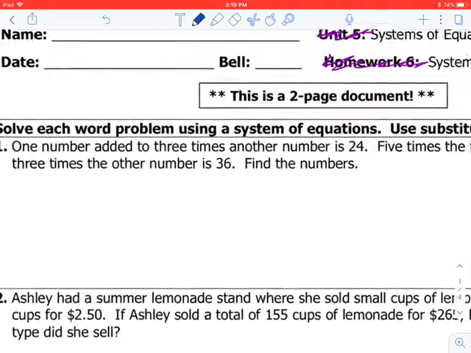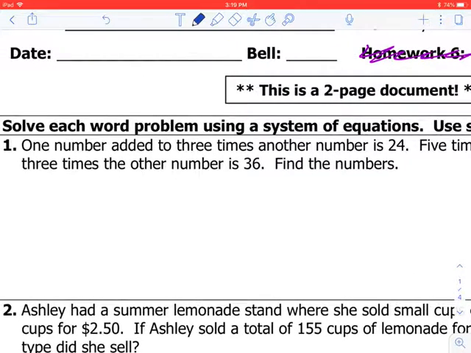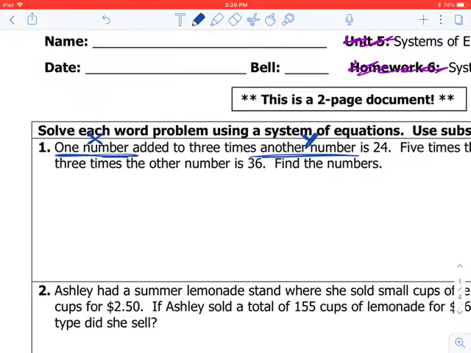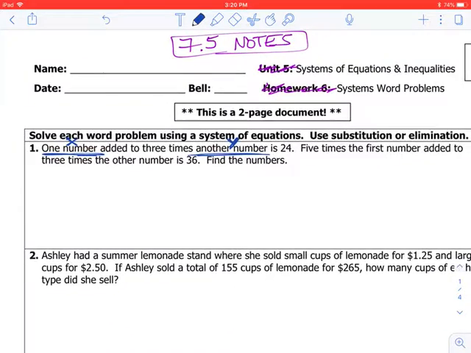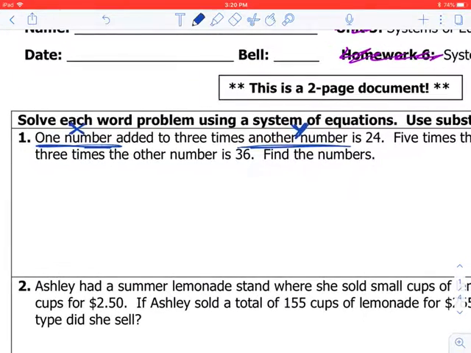So in this case, it says one number added to 3 times another number. So one number and another number are two things we're trying to find. So I'm just going to call them x for one number, and another number is y. Okay, so for all of these, you're going to have two equations. So your equation always has an equal sign, and so in this case it says is 24, so I'm going to have something equals 24. What is equal to 24? So one number is x added to 3 times another number, so 3y.